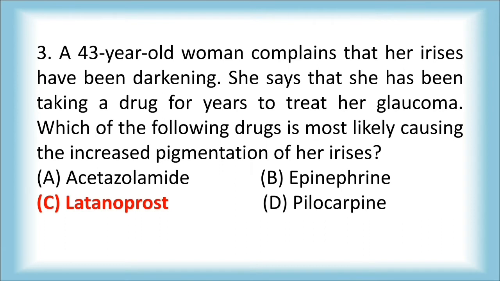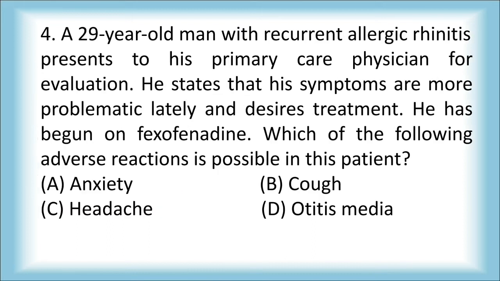Latanoprost is a prostaglandin analog which mainly acts by increasing the outflow of aqueous humor, thereby decreasing the intraocular tension or pressure. Here the correct answer is option C, latanoprost. Latanoprost is mainly used for the treatment of glaucoma, and its major action will increase the outflow of aqueous humor, and thereby that will decrease the intraocular pressure. One of the major side effects associated with latanoprost is increased pigmentation of the iris. So here the correct answer is option C, latanoprost.